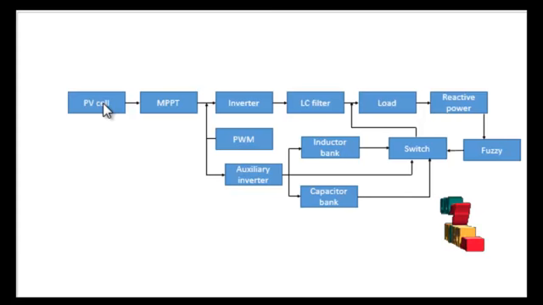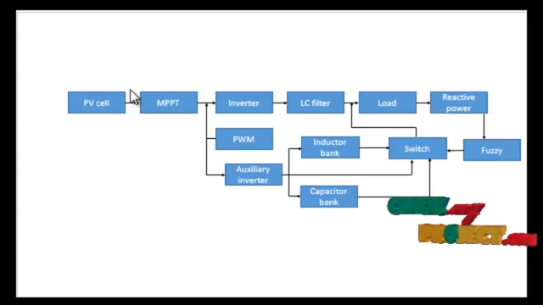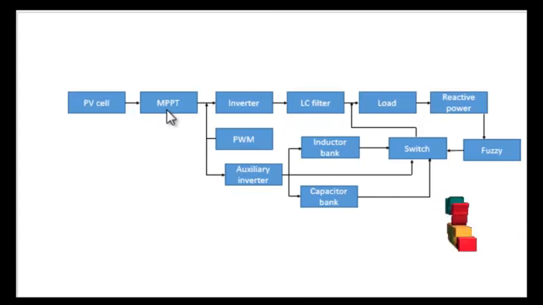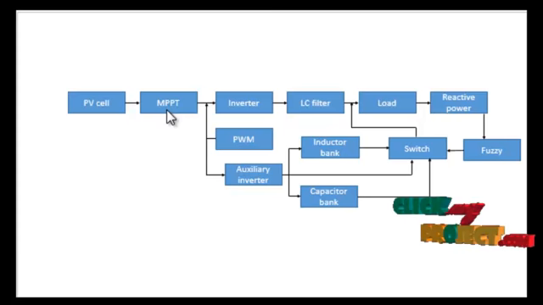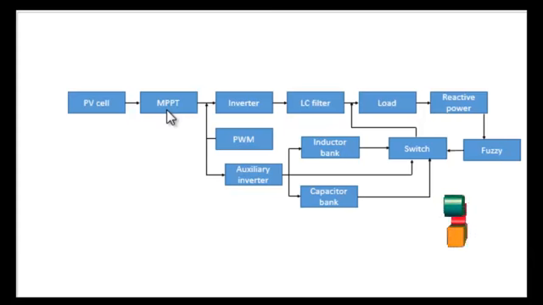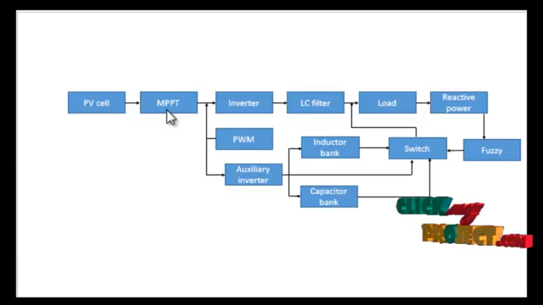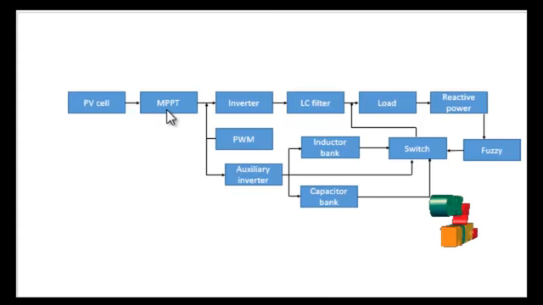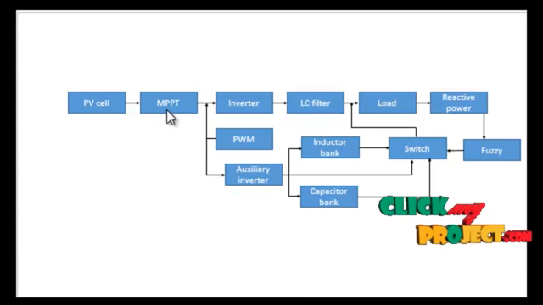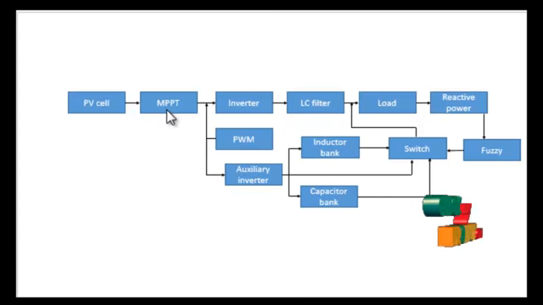Here the PV cell gives the output voltage, and the MPPT is used to maintain the PV cell output voltage at the desired DC voltage. That goes to the inverter, and both the main inverter and the auxiliary inverter are controlled by the PWM, pulse width modulation, technique. After the inverter, the LC filter is used to reduce the harmonics of the 3 phase AC grid source.